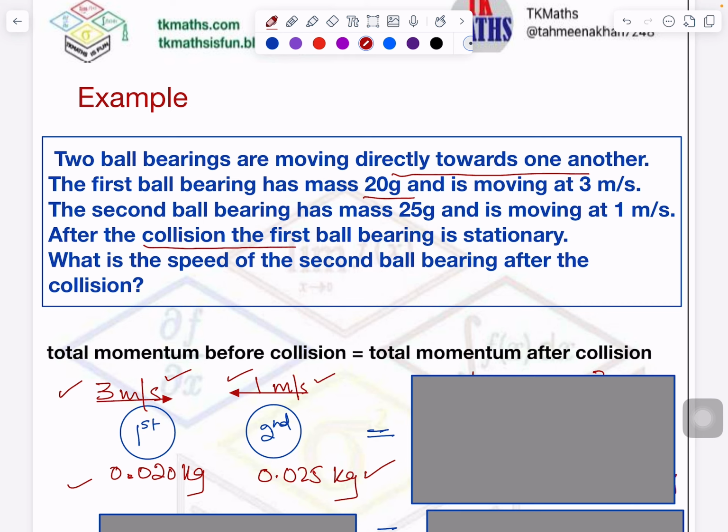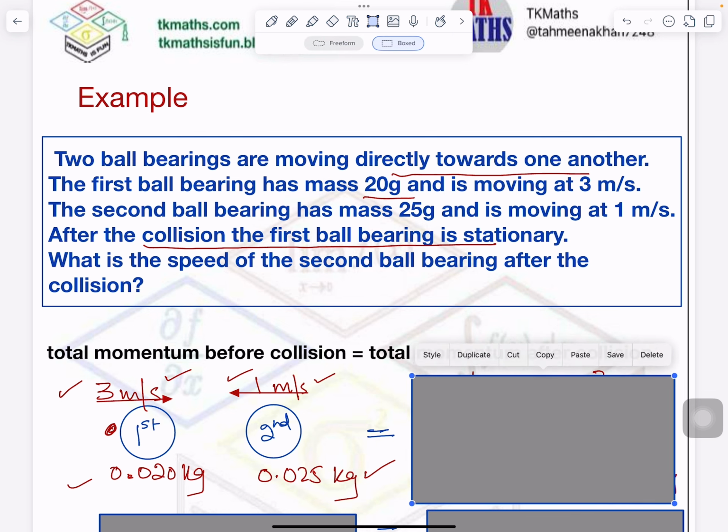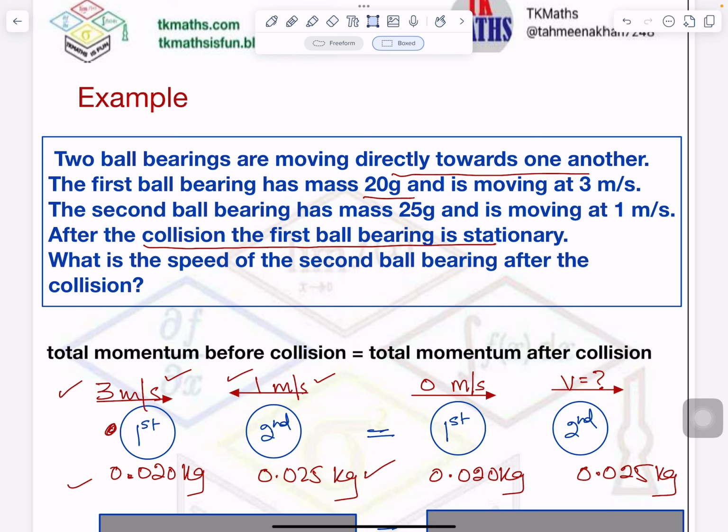After the collision, the first ball bearing is stationary. So this will come to stationary, okay? So let's see here. Okay, so now for the first ball, I have written the velocity 0 here. Mass will remain the same. What is the speed of the second ball bearing? That we don't know, so we are writing it here, just V.